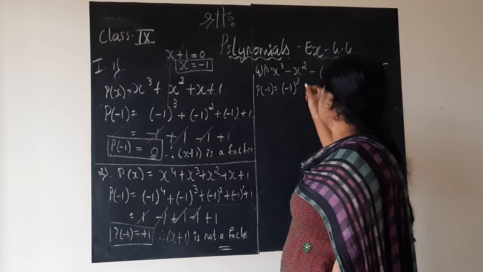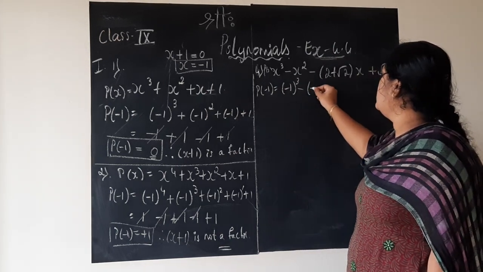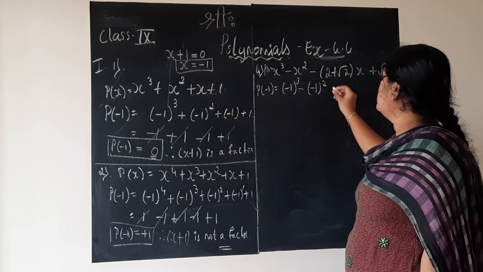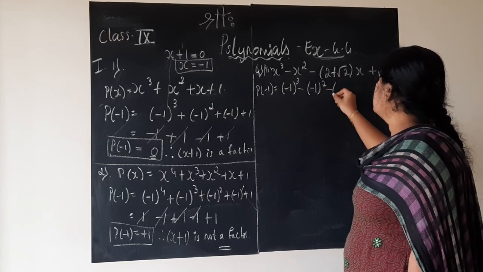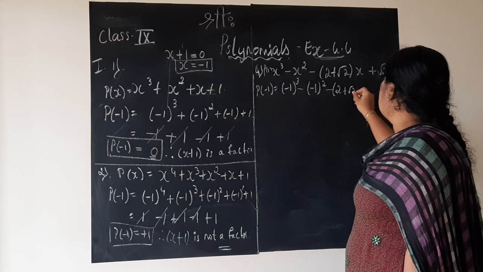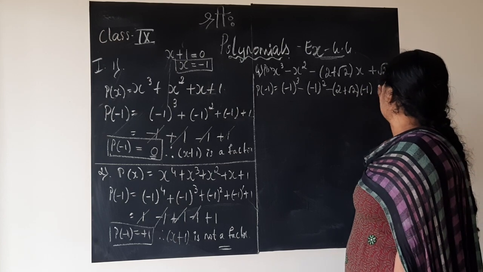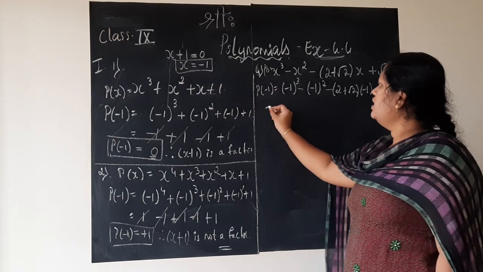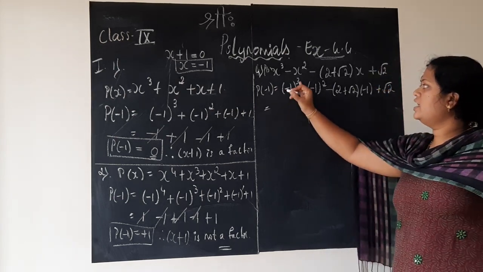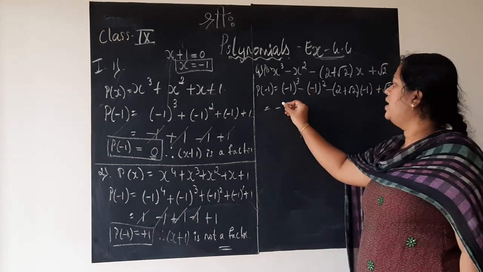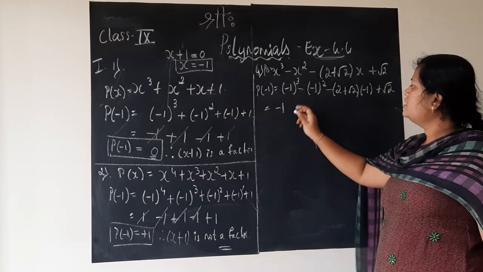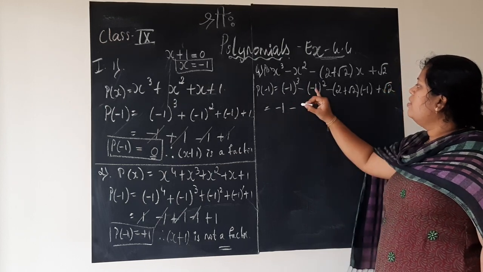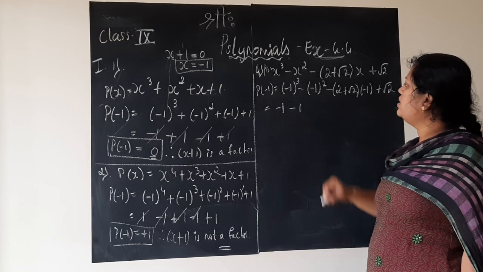X cube, that is minus 1 whole cube, minus as it is, my x square, that is minus 1 whole square, this minus as it is, 2 plus square root 2 as it is, in place of x minus 1, plus last term square root 2 as it is. That is equal to, I said no, minus is there and to the power odd number is there means blindly I will write minus 1. This minus I will write as it is. Minus 1 to the power even number means it is plus 1.